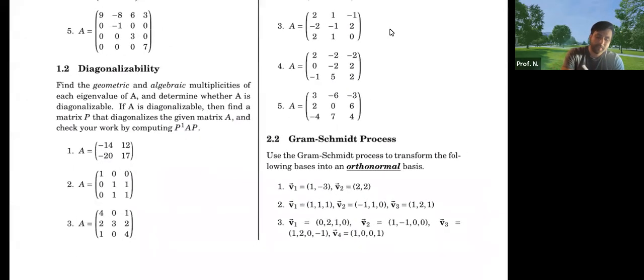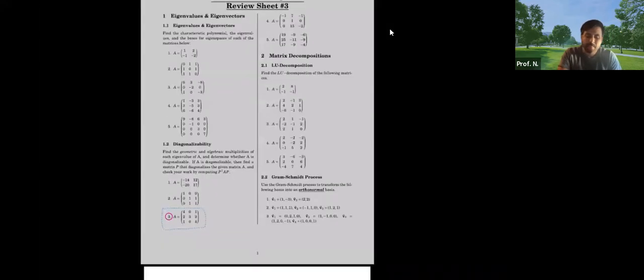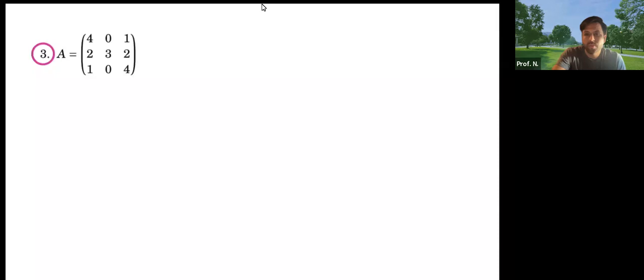All right, so we're gonna do number 3. For number 3, we have a matrix 3 by 3, and we want to.